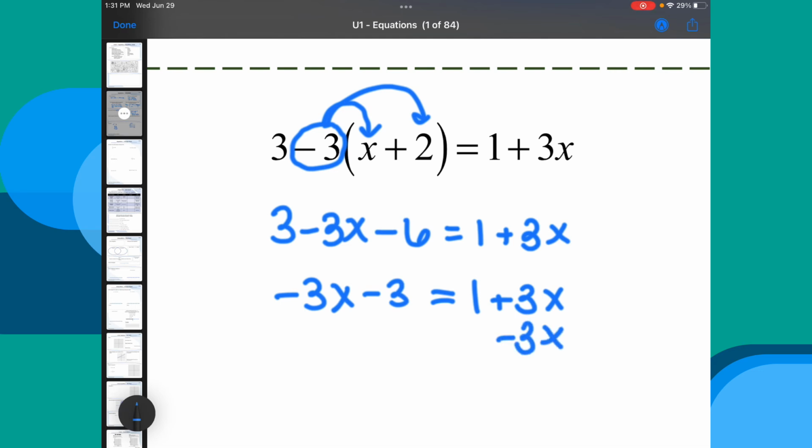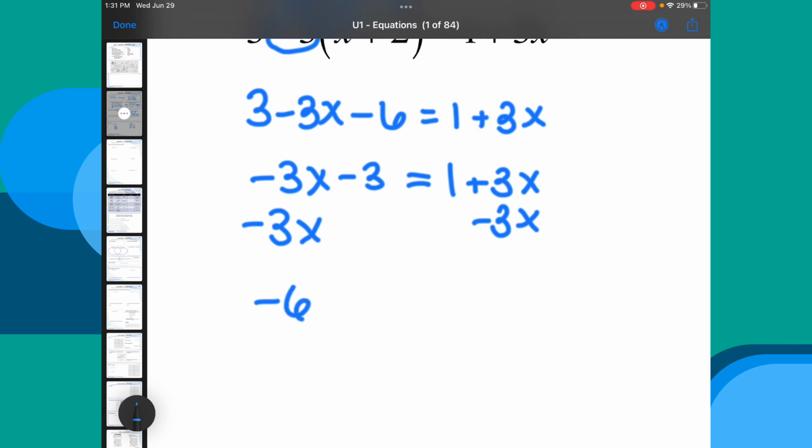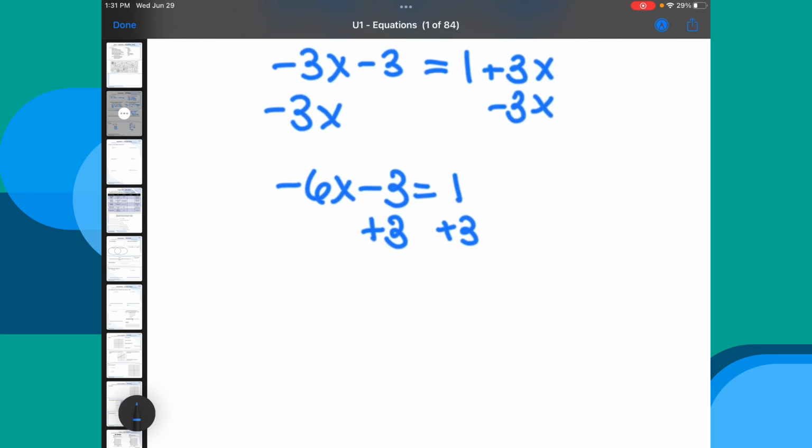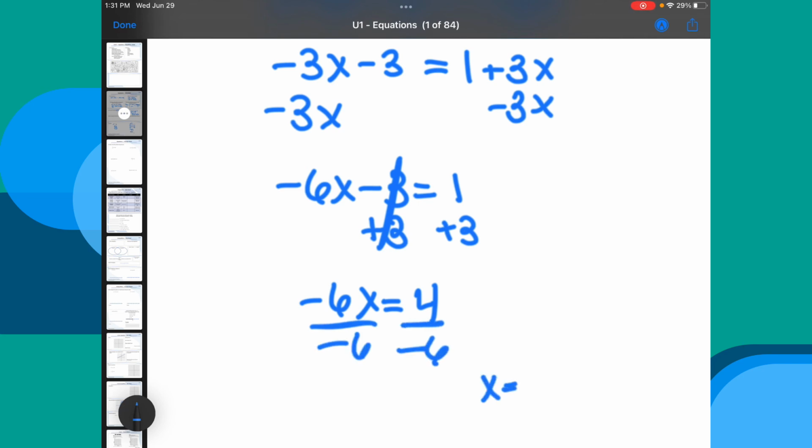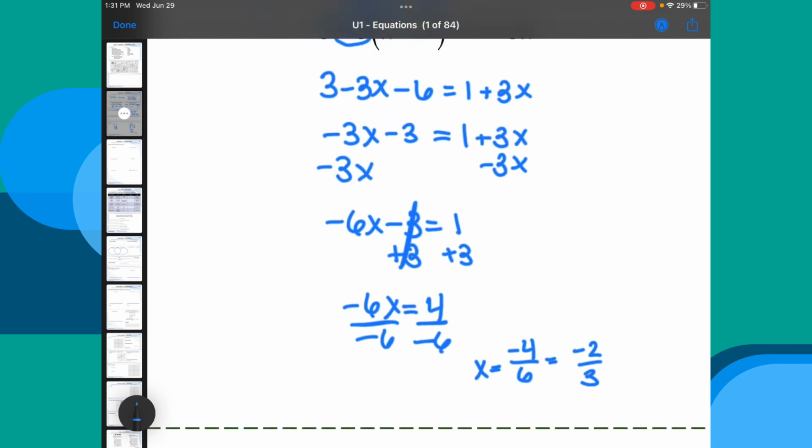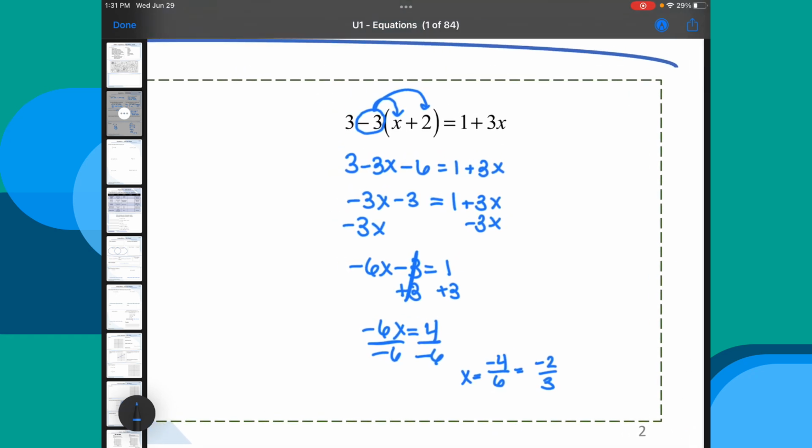I'll then move my variables to one side. So I'm going to take the x's to the left. And we get -6x minus 3 is equal to 1. We'll undo the subtraction with the inverse of addition. And then finally, we will divide. Anytime that you get a fraction in math, please make sure that you reduce. So this is -4/6, but that reduces to -2/3. You could check your answer by taking that and plugging it back in for the x's in the original equation.